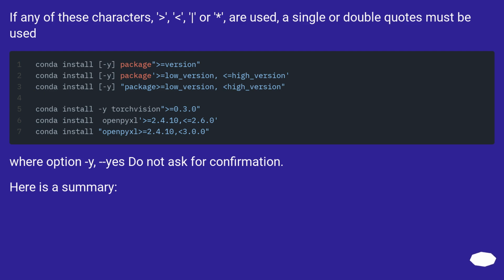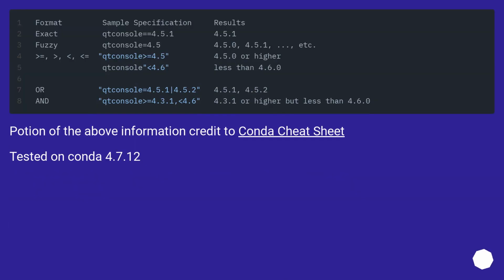Where option Y, yes, do not ask for confirmation. Here is a summary. Portion of the above information credit to Conda cheat sheet. Tested on Conda the 4th of July 2012.